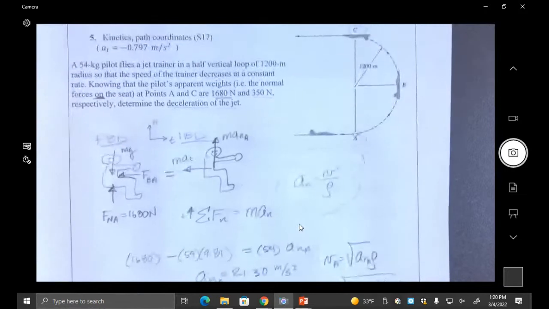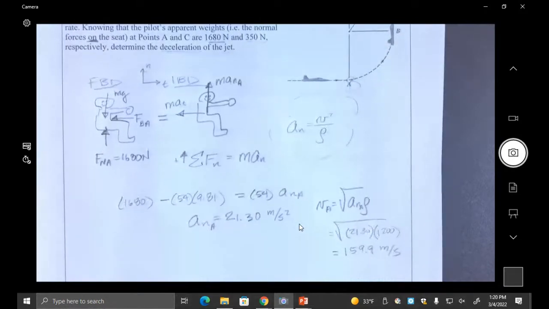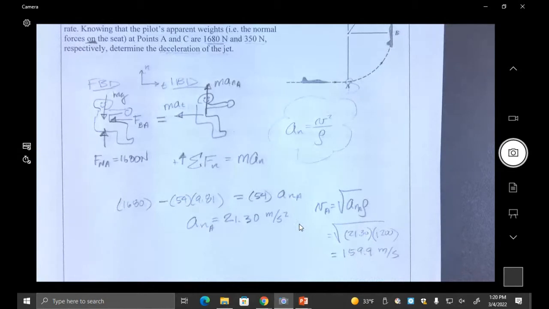So we just found the normal acceleration for A, and I feel like we're going to do the same thing for C, and then we're going to find the difference between them, which is the real deceleration. Yep, exactly. We're using kinematics, because we're going to know the arc length of this path. So we're going to have two velocities and an arc length, and we can use that to find the tangential deceleration.